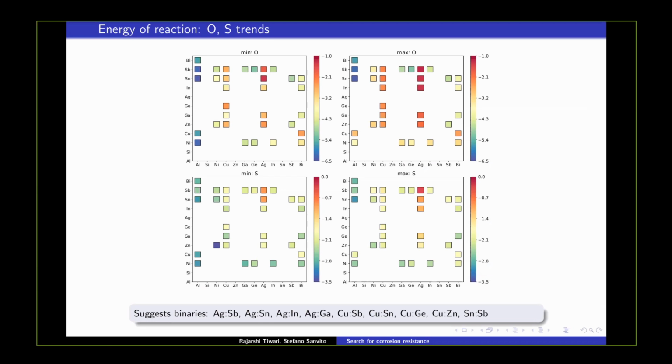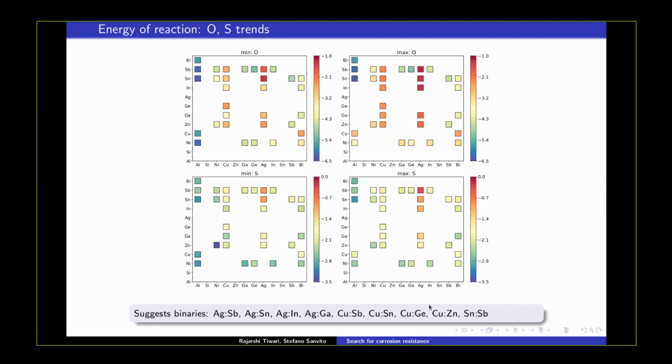The minima and the maxima of these reaction energies for each binary pair for oxygen, sulfur. And these are the trends of O and S, oxygen and sulfur. Similarly, this is the trend for H2O and H2S. And as one can see, these trends are quite similar, which was expected, but these also tell us a way to shortlist a pair of binaries, which can potentially be a good candidate against corrosion.